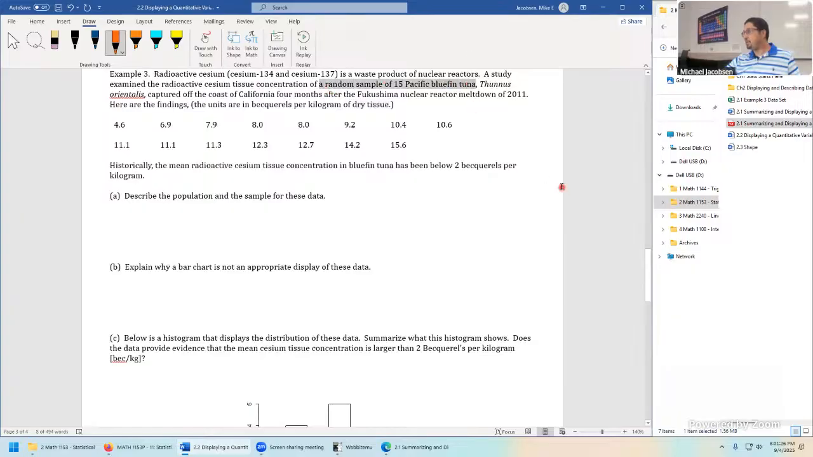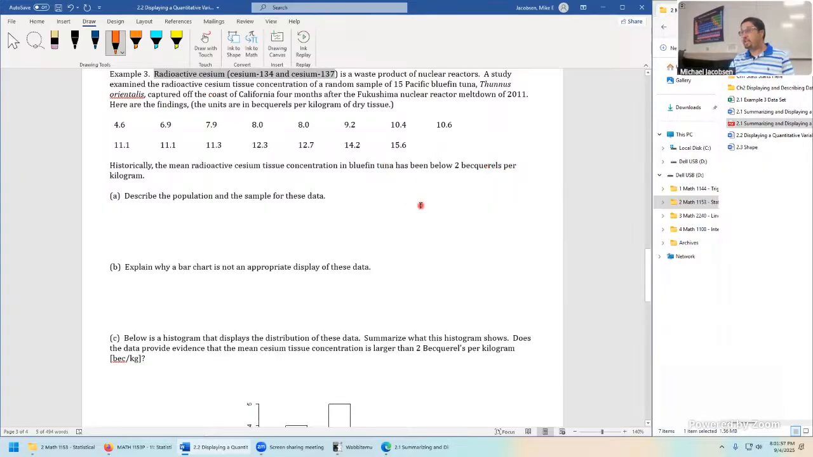They have a random sample of 15 Pacific bluefin tuna. These are pretty big fish. And once they caught them, they put them in some kind of containment center. They're contaminated, right? No one wants to touch them. They dried them out. Then they ground them up, and then they just measured how much of the actual physical mass of this completely dried out, desiccated fish is in fact these two isotopes. So they made those measurements.